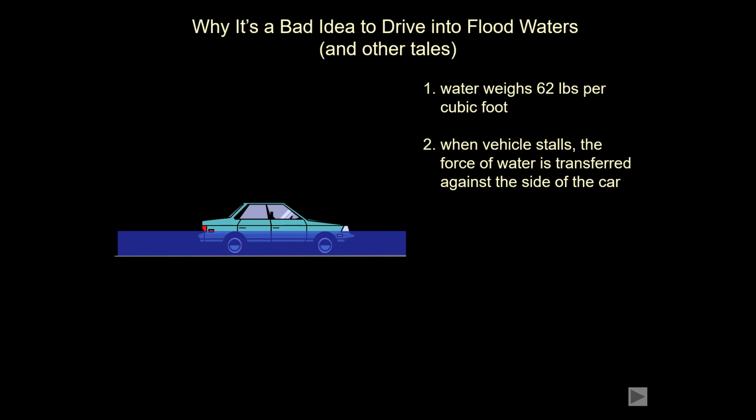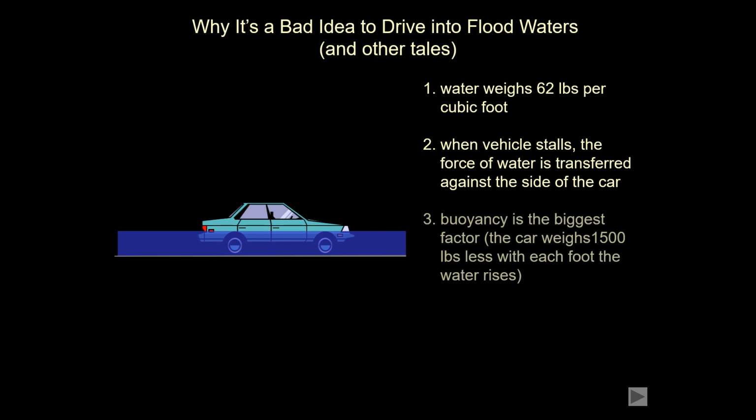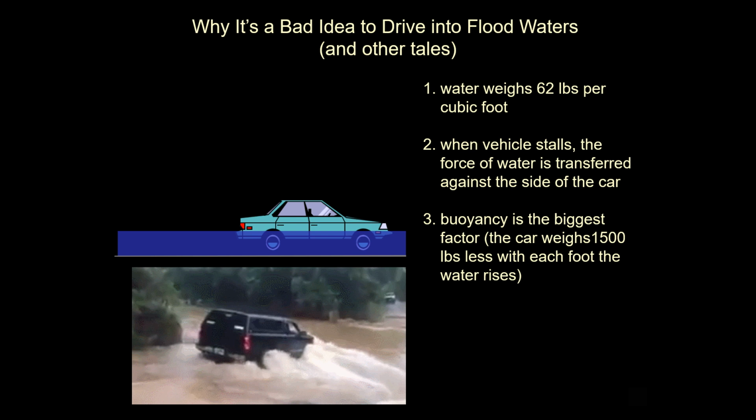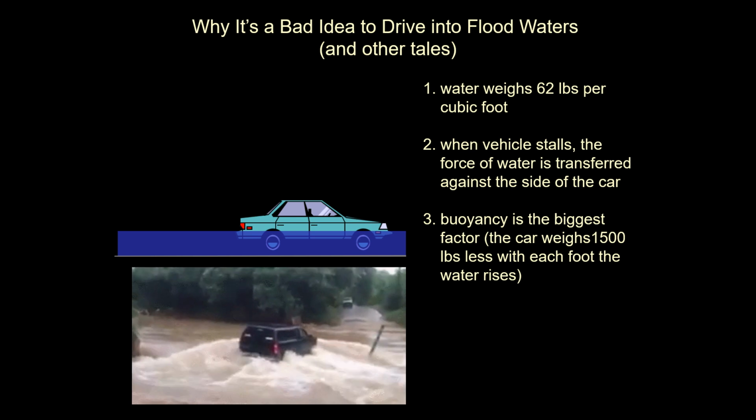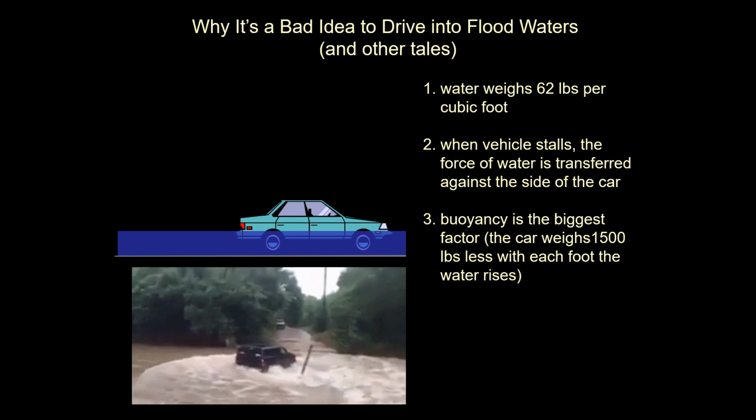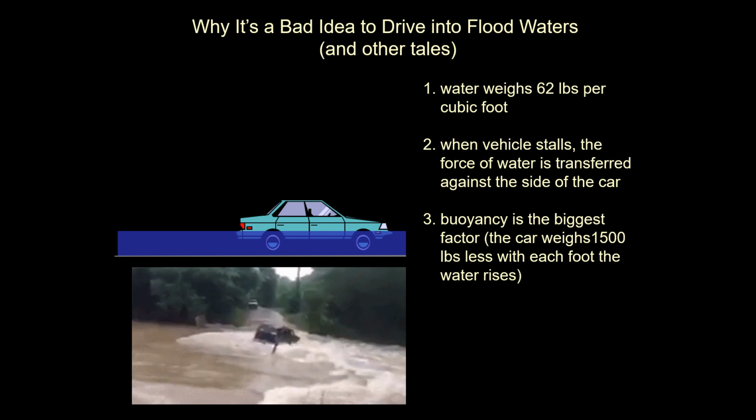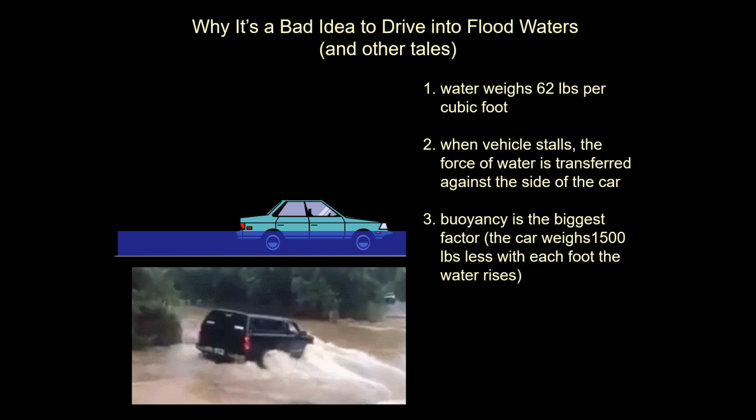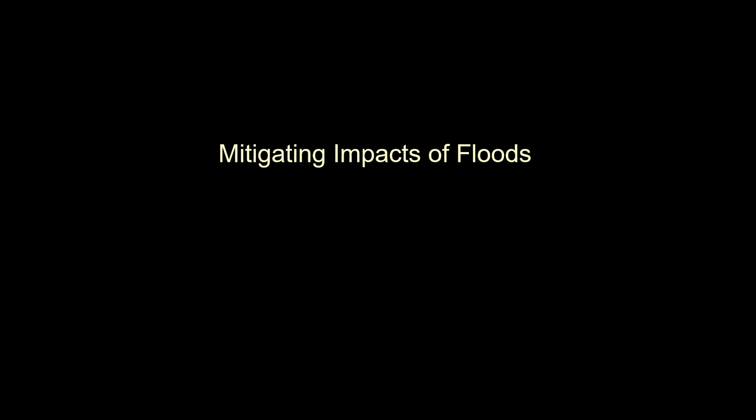So you might think, well, what can that really do? Well, it can create a buoyancy. The buoyancy is the biggest factor. The car weighs 1,500 pounds less with each foot of water and begins to be transported, perhaps downstream, something that would not be a very welcome sight. And here's a little video so you can see that, somebody attempting to cross a flooded low point in a roadway. So just don't do it. Just turn around and live.